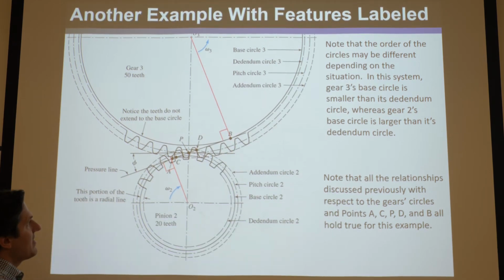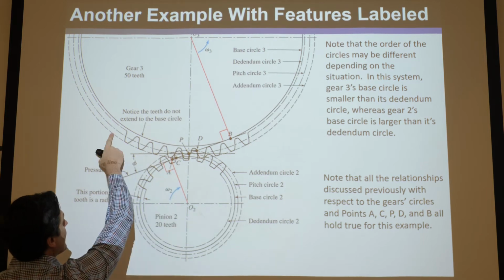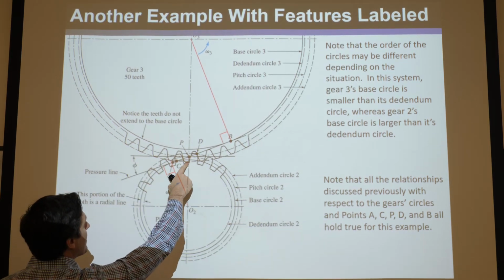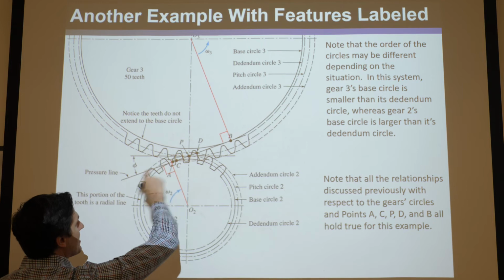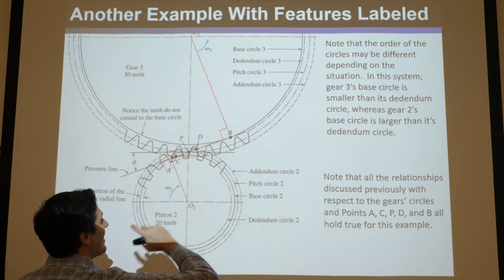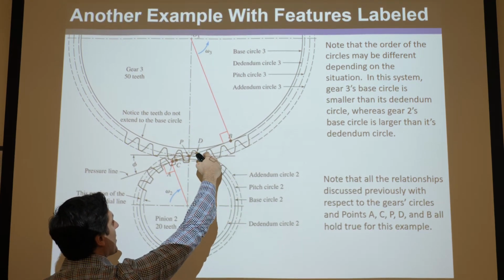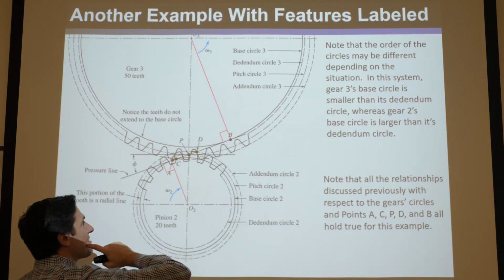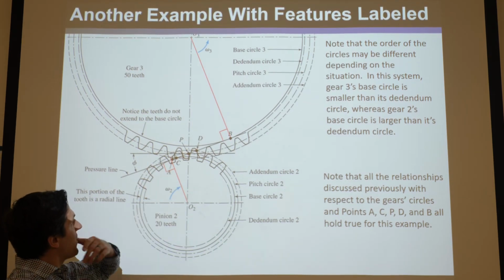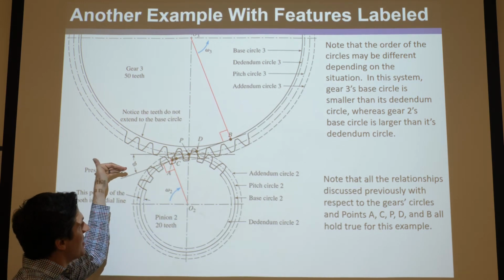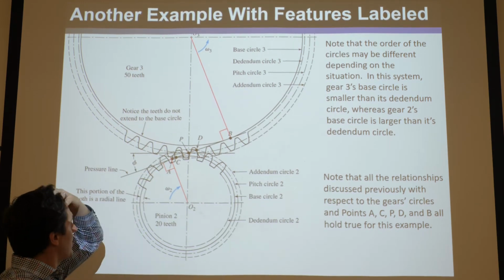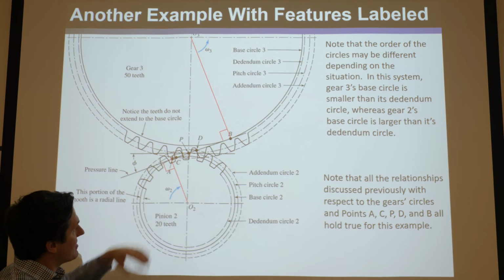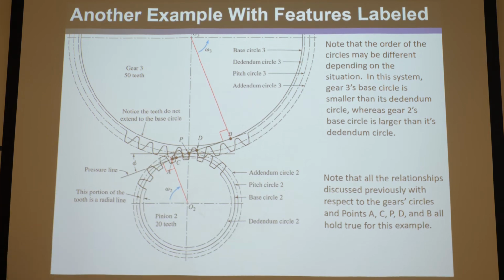Okay, great. And then C is going to be where the addendum crosses the pressure line right there. That's when the teeth first touch. And then the addendum circle of this, to where it crosses the line of action, is D. That's where they release. P is, of course, the pitch point where the line of centers intersects the line of action or the pressure line. And that all holds, okay?